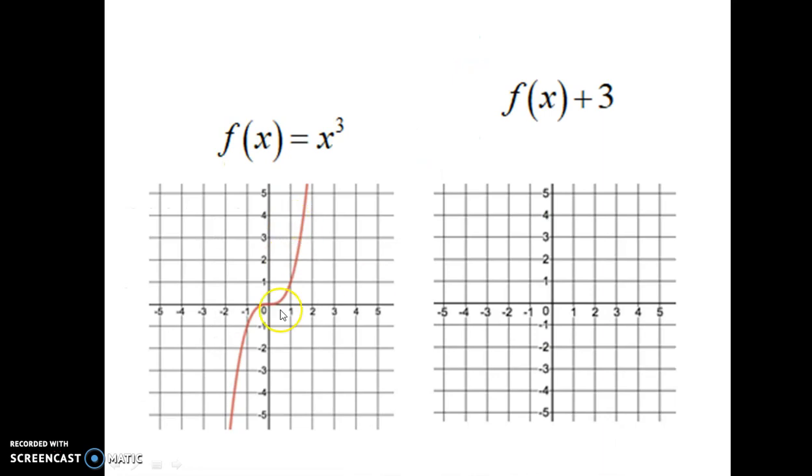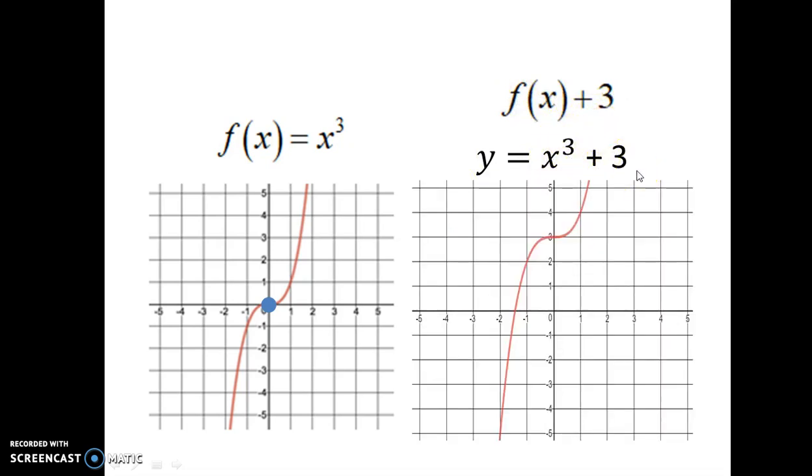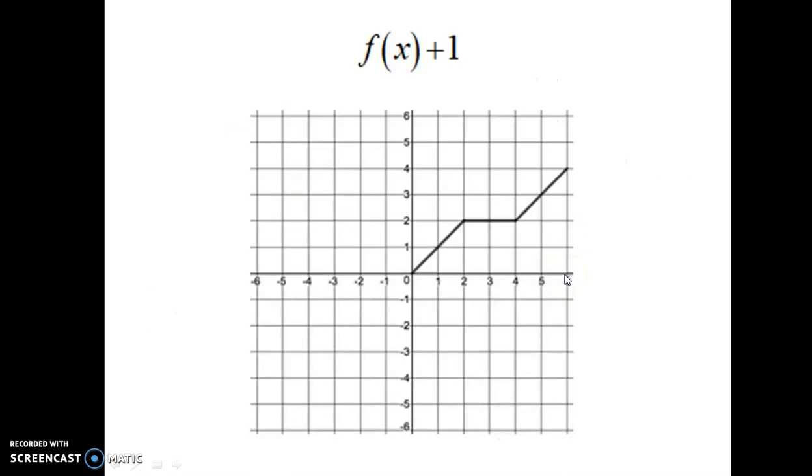Try this one. Here's a cubic function. Please tell me where this point ends up and do your best to create the new function and graph it. All right, here's the new function. Original function plus 3. The graph will look like this. Everything has shifted up 3 units, so there's where that location of that point is. Next, try this one. Tell me where this point and this point will end up.